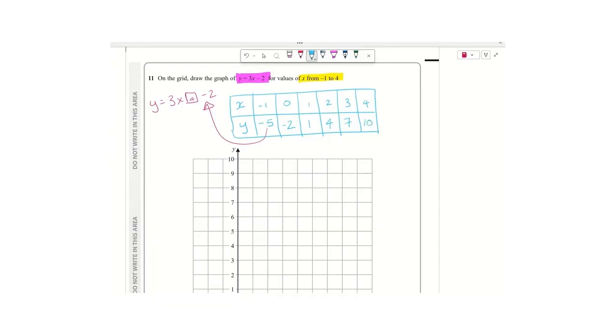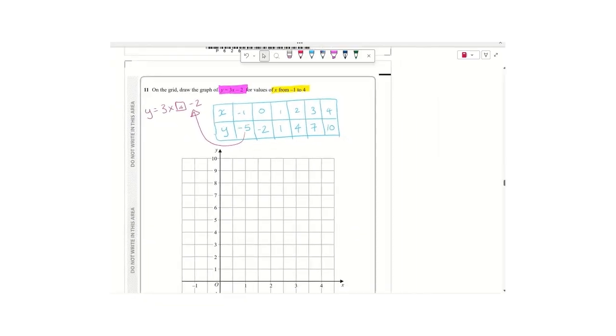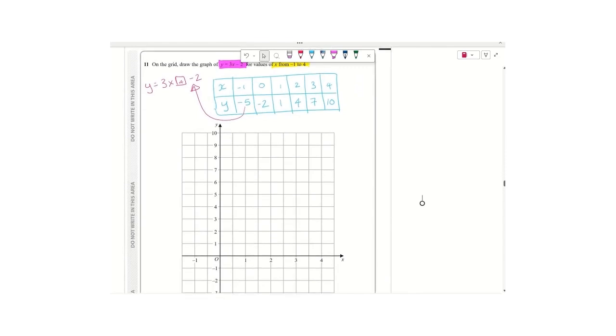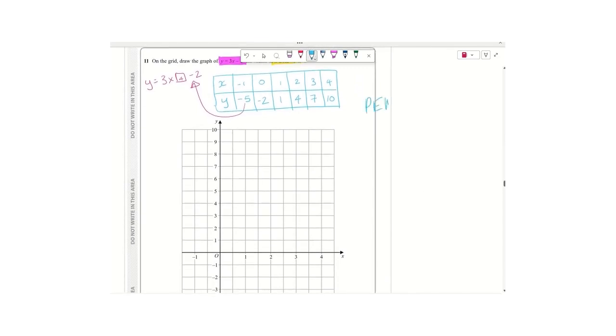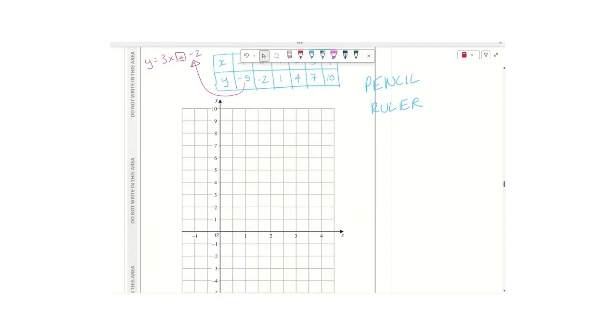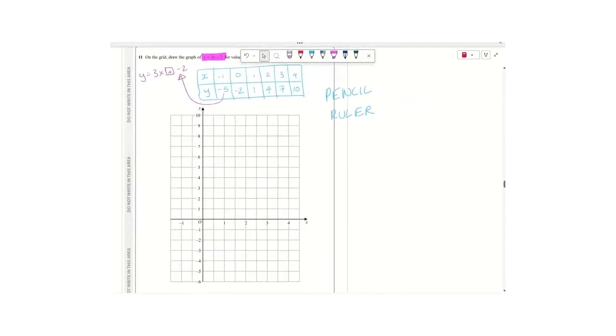Okay, so that's literally by using your calculator. And then you're going to plot these points with a pencil and a ruler. Okay, this is really, really important that you use both of those. So when x is -1, to make mine a bit smaller, when x is -1, y is -5. When x is 0, y is -2. When x is 1, y is 1. When x is 2, y is 4. When x is 3, y is 7. And when x is 4, y is 10.